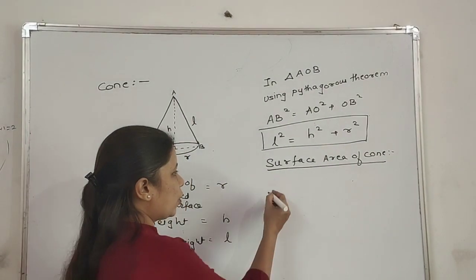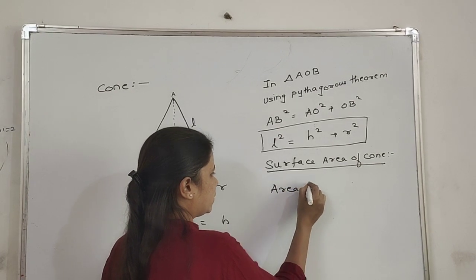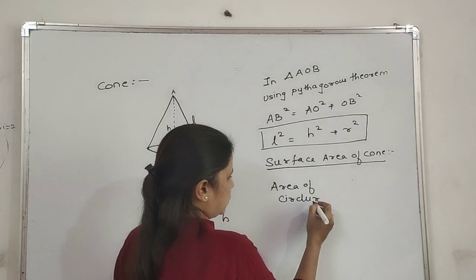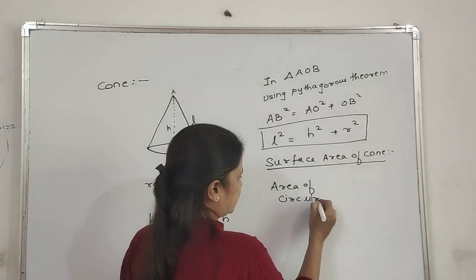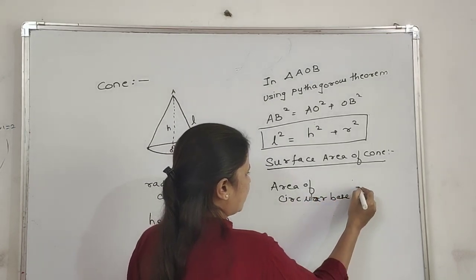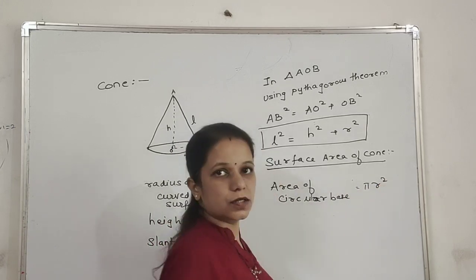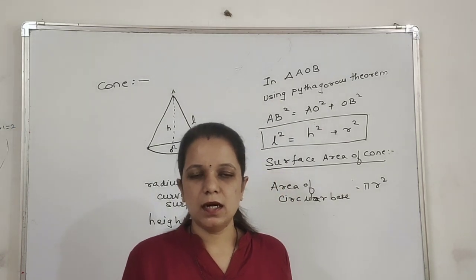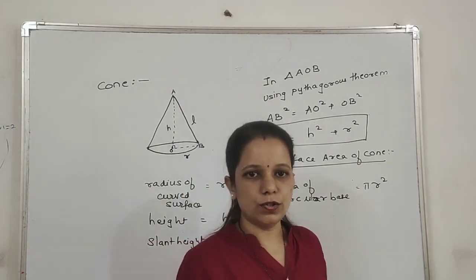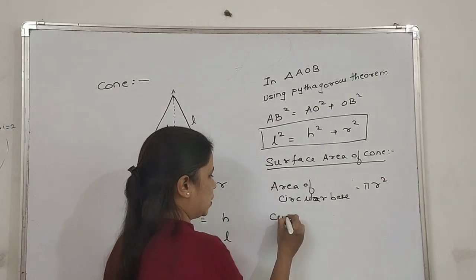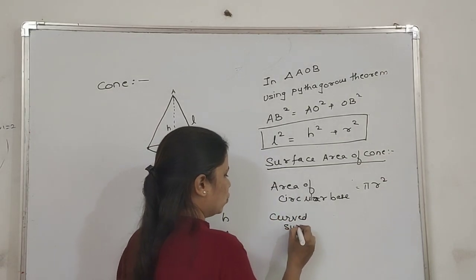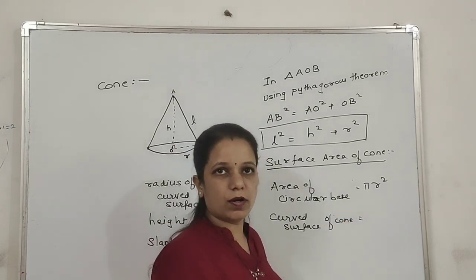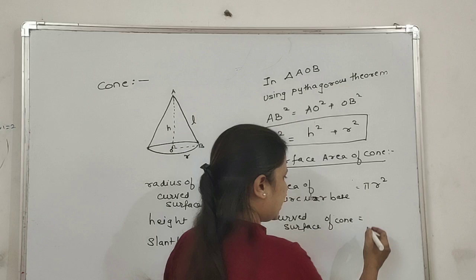Now what is the area of circular base? Means the circle. It is given as pi r square. And the curved surface of the cone is given by the formula pi r l.